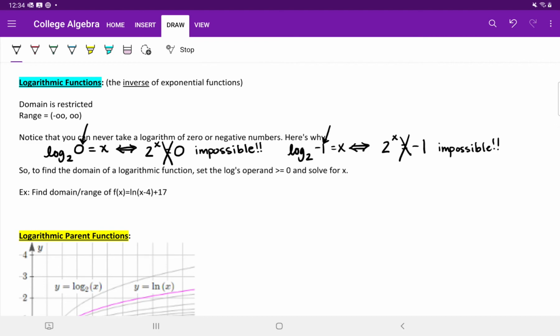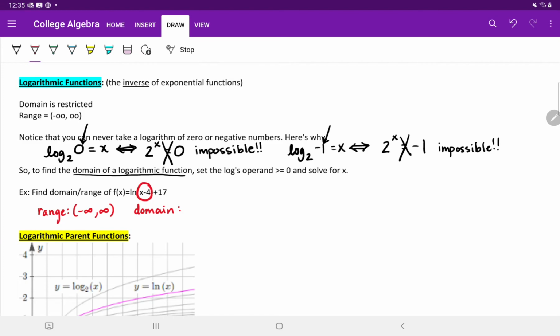So here's what we do. To find the domain of a logarithmic function, we set the log's operand greater than 0. So let's just do the example below. If I wanted to find the domain and range of f of x equals natural log of x minus 4 plus 17, the range is easy. We'll do that first. The range of a logarithm is always negative infinity to positive infinity.